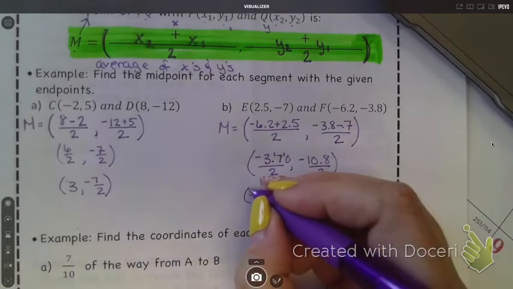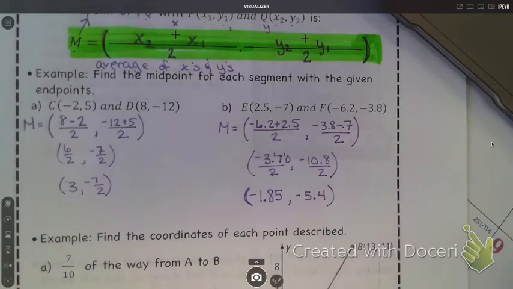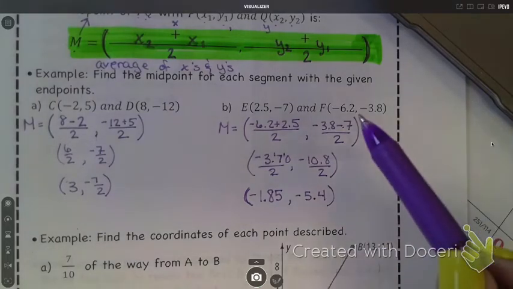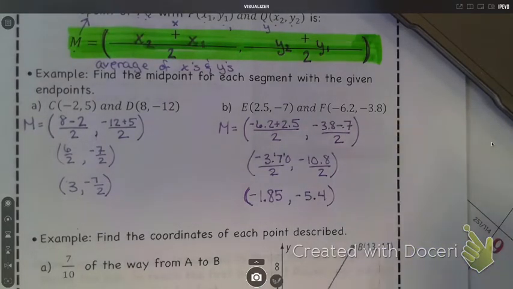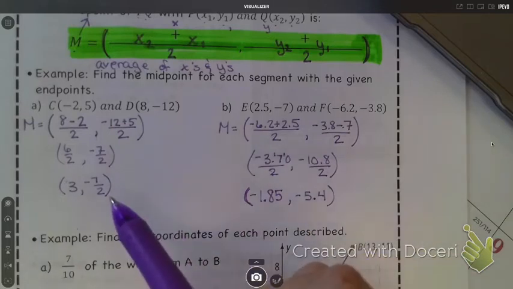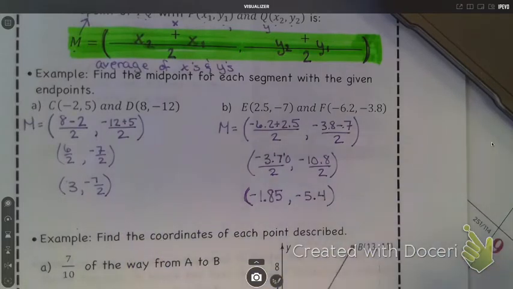Okay, again, why did I give you a decimal? Because I was given what to start? Decimal. If you don't give me decimals, you leave it as fractions. Questions? No. That pretty basic?